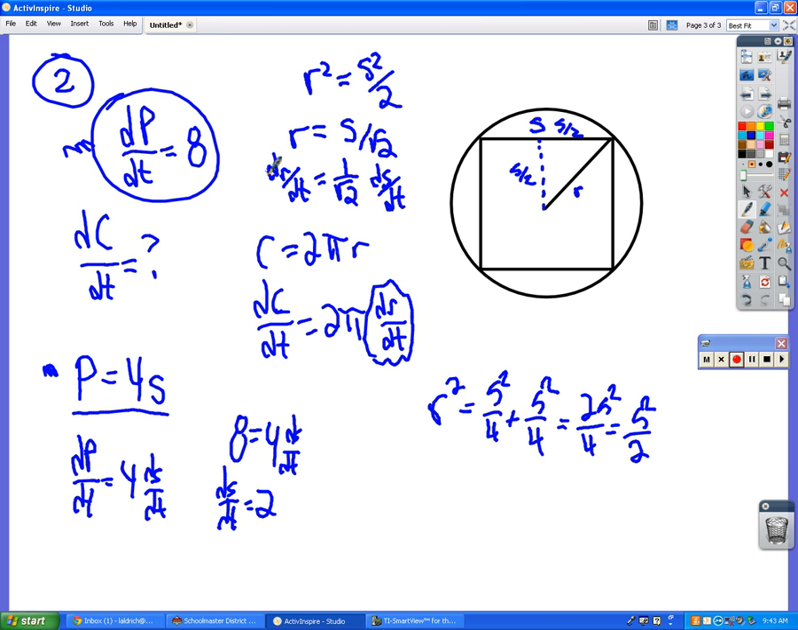So dr dt actually equals 2 over root 2. So this is going to be 2 pi times 2 over root 2, which would be, what? 4 pi over root 2. And then I don't know how they have the answer. So what does that come out to be here? Simplify that.